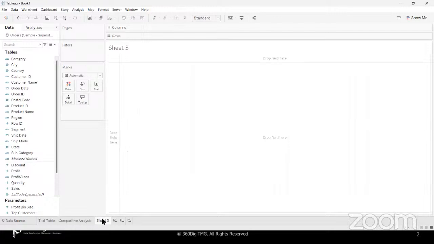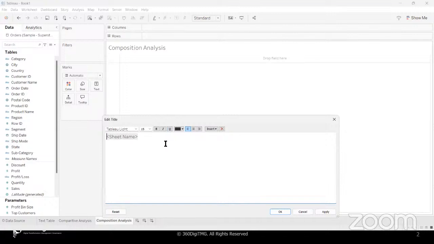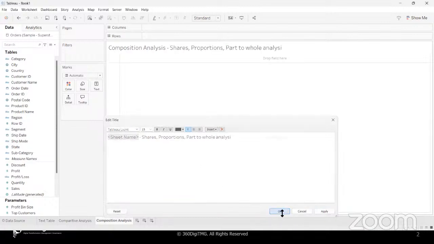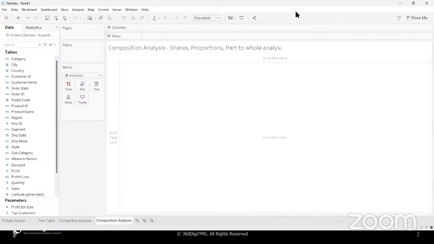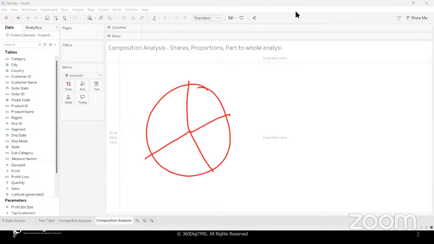Okay. Now I'll show you something that we use for composition analysis, or charts that are used to indicate the shares, the proportions, or to perform part to whole analysis. There are again many charts under this umbrella, the best being the pie chart. I know it's a very controversial chart, okay? If I go and say this is the best chart, many people will disagree with me.